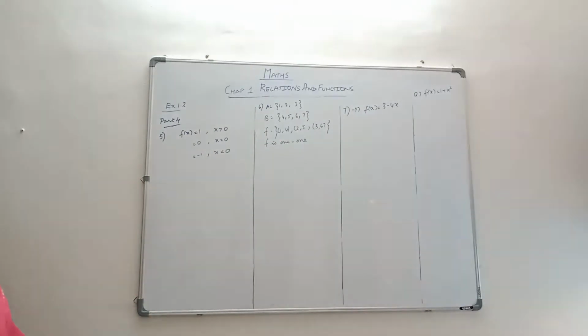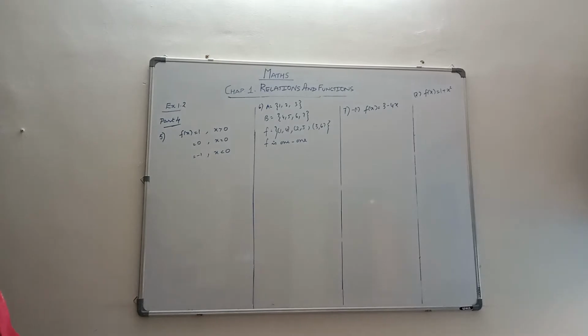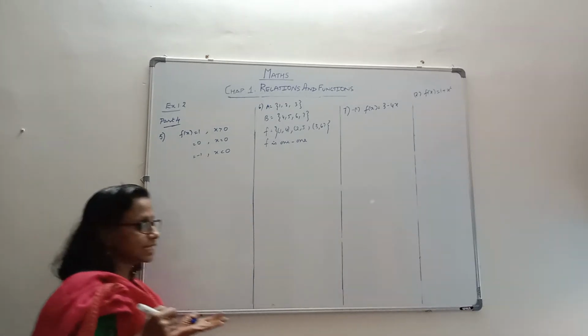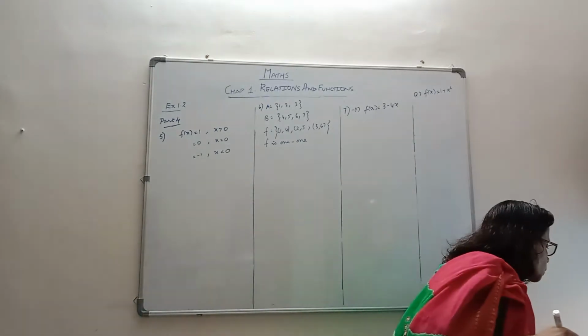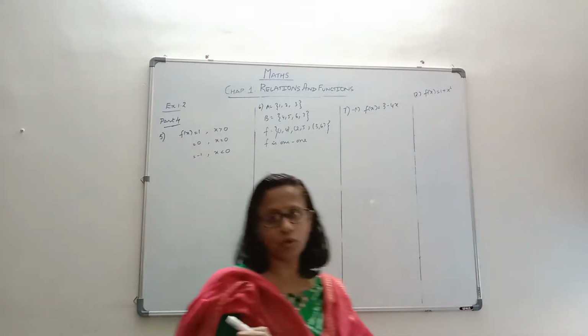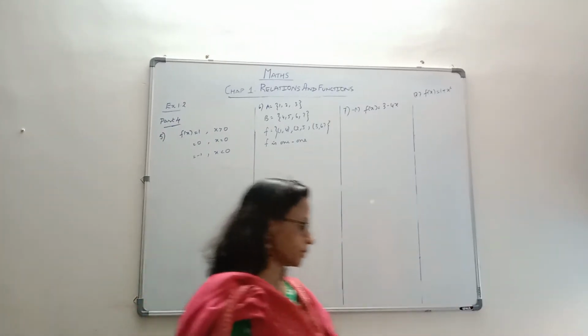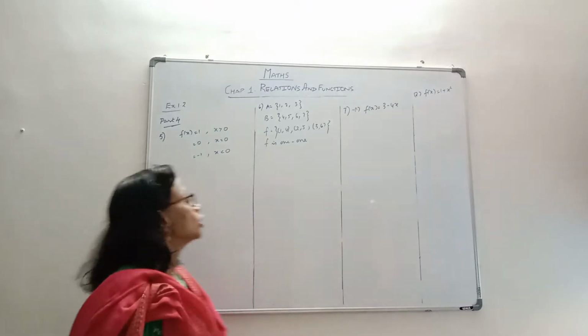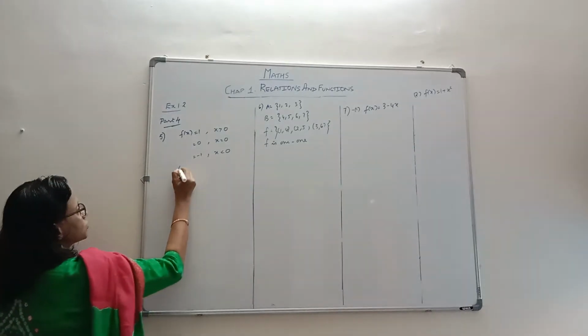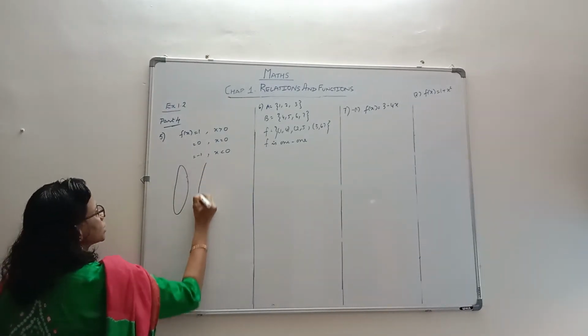The problem number 5 says that you have a function f of x which is defined as 1 for all x positive, 0 when x is 0, and minus 1 when x is less than 0. It is neither 1 to 1 nor onto, so we have to give counterexamples for that. Let us understand this function first pictorially so that it's easy for us to get the values.